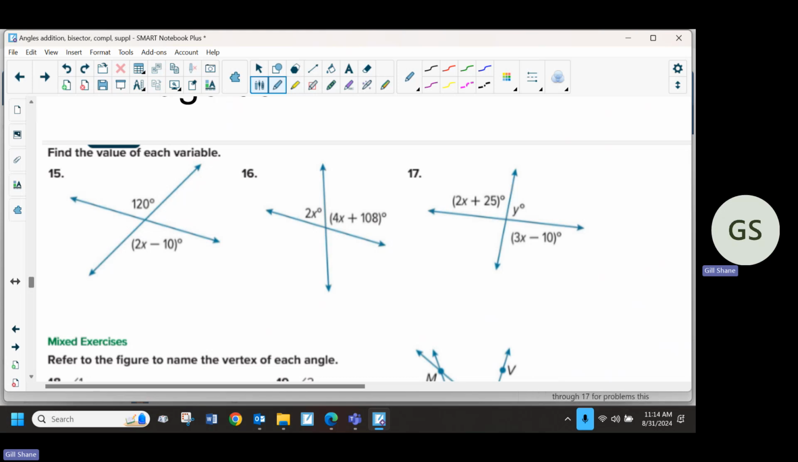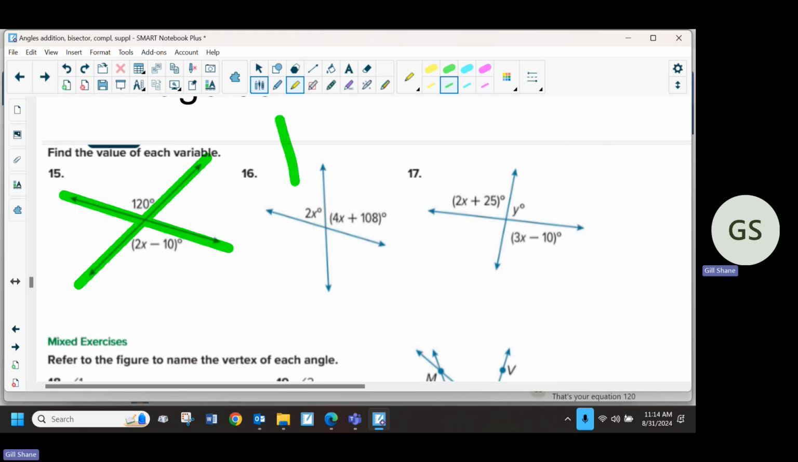This takes into account, and I may not even do all of these, what I was just talking about, all the stuff I just said. You need to know right here, I have two lines that cross. Vertical angles exist. Opposite angles are congruent, which means the opposite angles have the same measure or are equal. That's your equation.